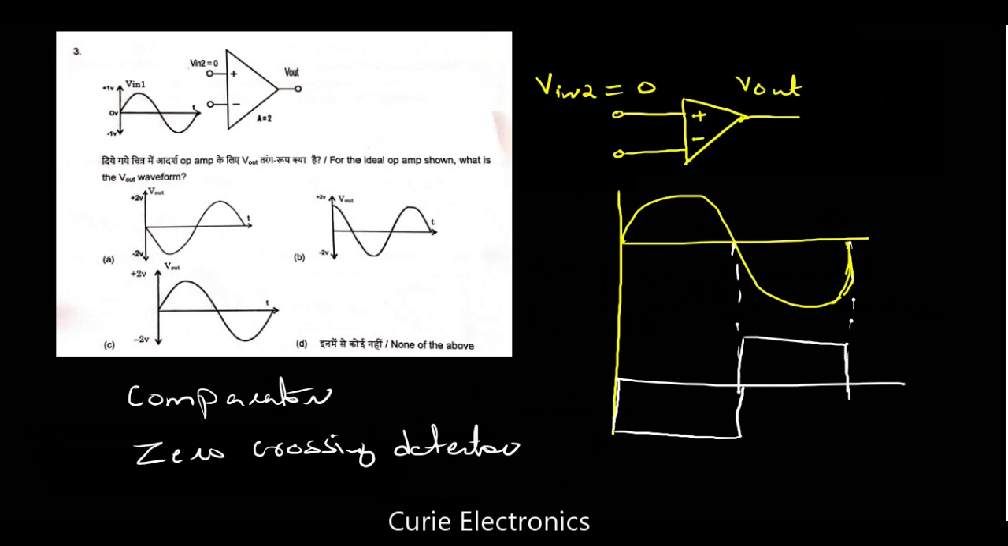And that will be inverted, because for an op amp, whenever the inverting terminal voltage is less than the non-inverting terminal, that means non-inverting voltage is high, then you will get a positive output. When the non-inverting terminal is less than the inverting terminal, then you will get a negative voltage. We are not making it complicated. None of the above is the answer.